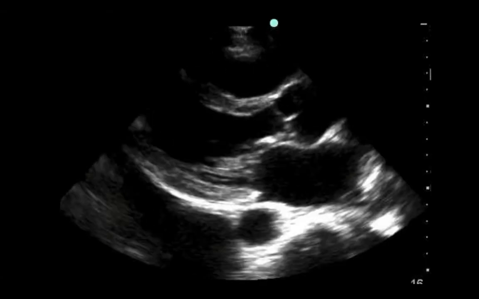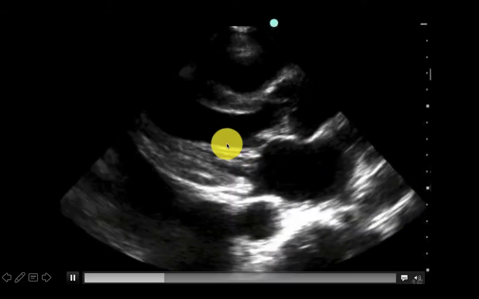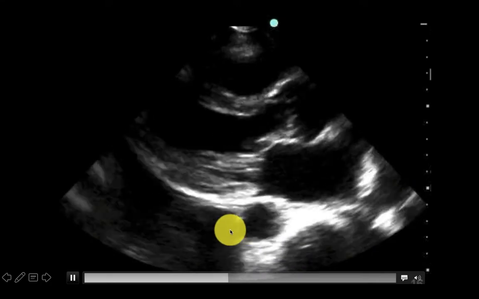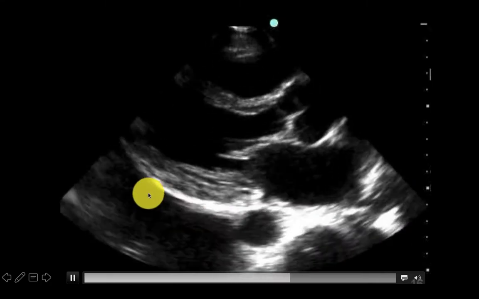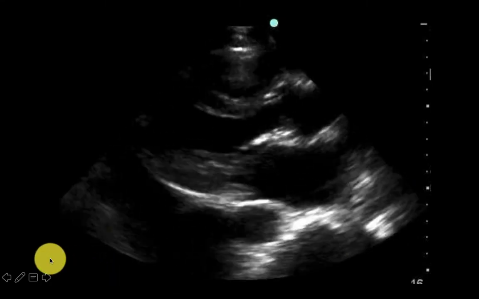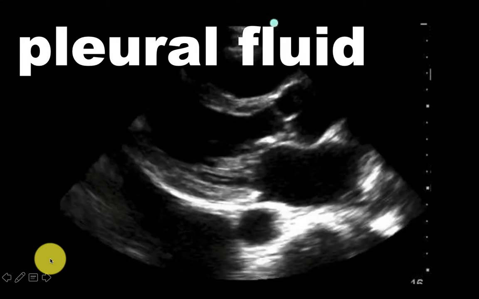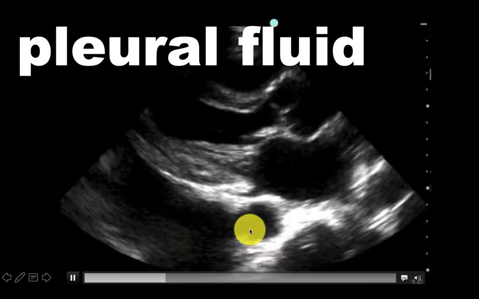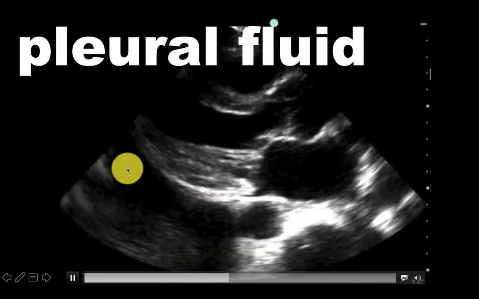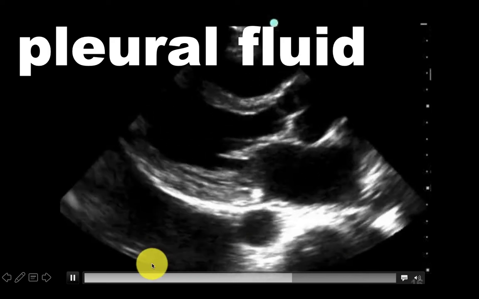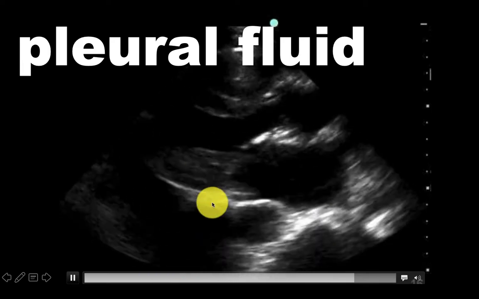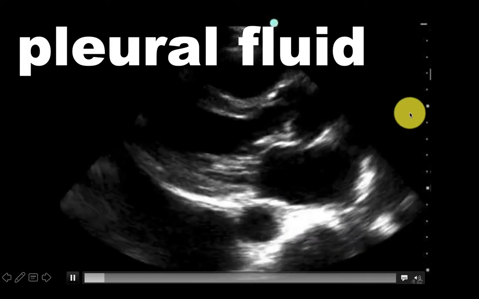So there are a few fake outs that you need to be aware of when assessing for pericardial effusions. The first is this. We see this anechoic collection just lateral to the descending aorta. That's not a true pericardial effusion. What that actually is is pleural fluid. And that's why it's so important to pay attention to your descending aorta, because pleural fluid will track lateral to the descending aorta, whereas pericardial fluid is going to track anterior.